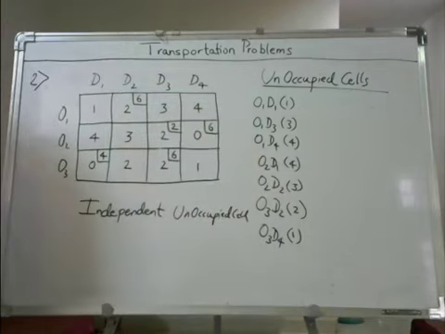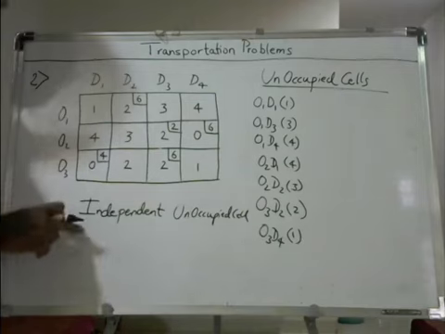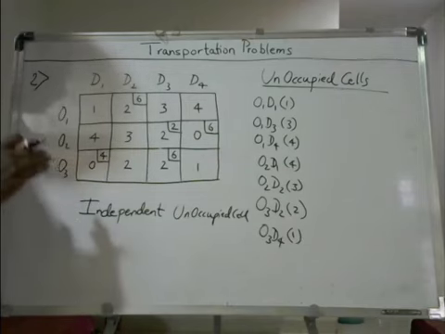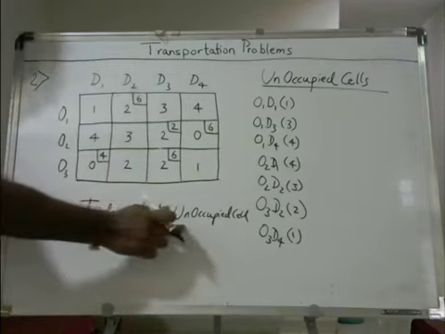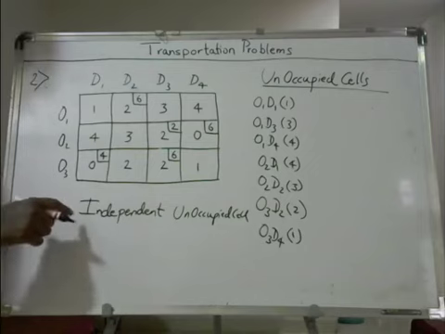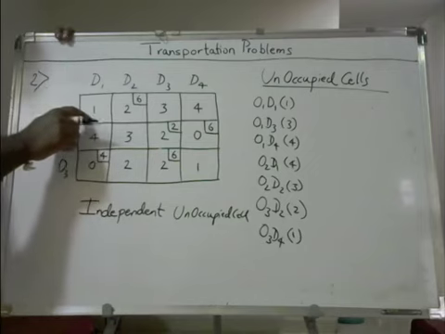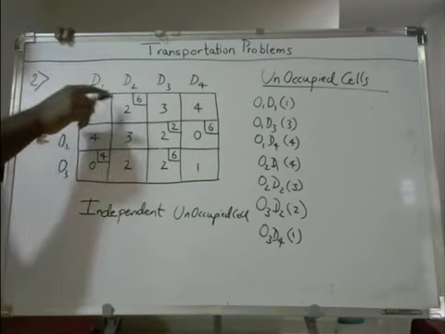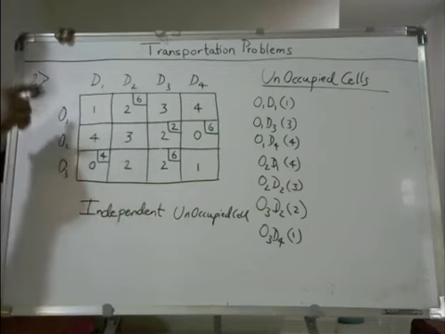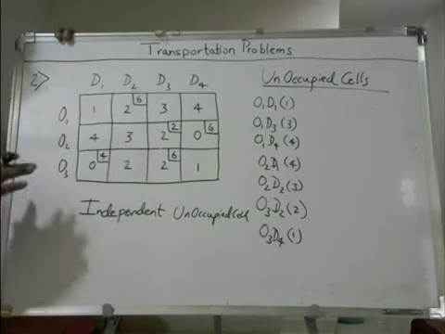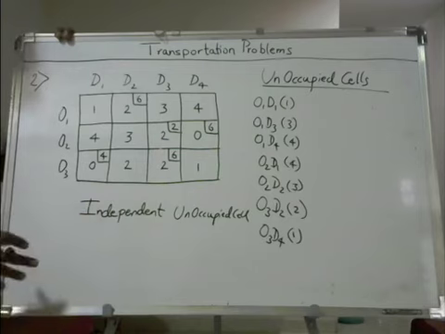Now what do you mean by independent unoccupied cell? An independent unoccupied cell is an unoccupied cell which, when it starts forming a loop, cannot form a closed loop. That is called an independent unoccupied cell. Let us go one by one and understand what an independent unoccupied cell is.